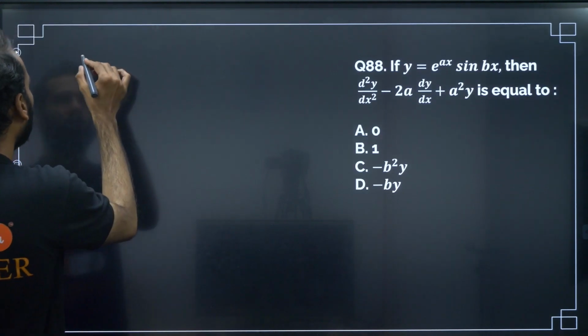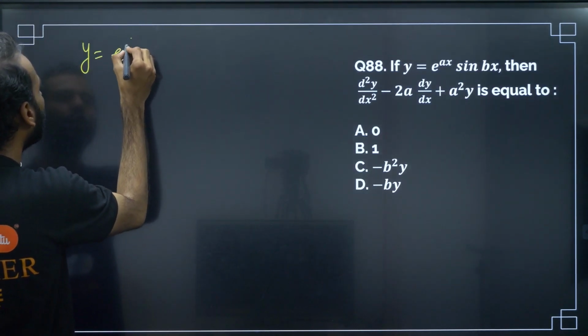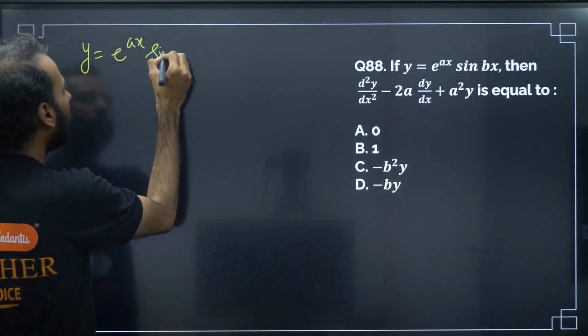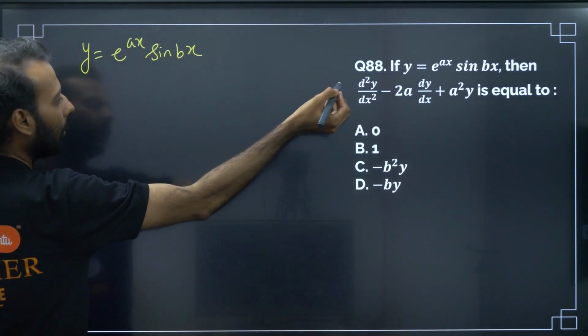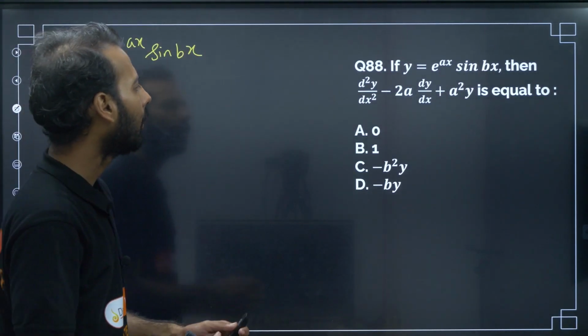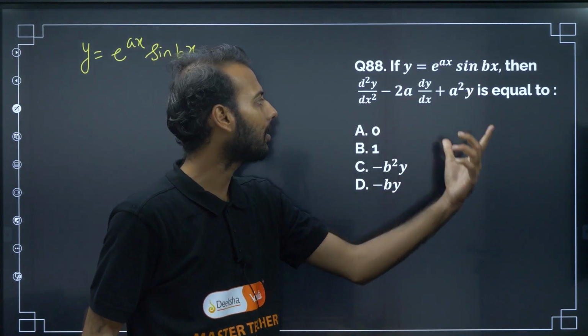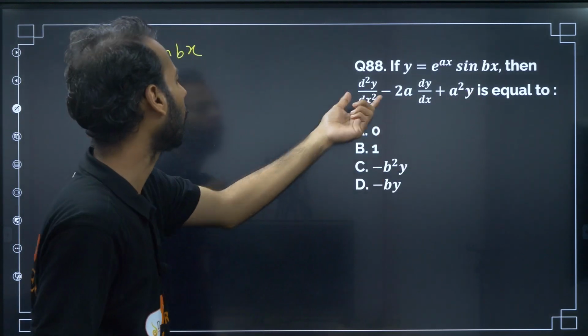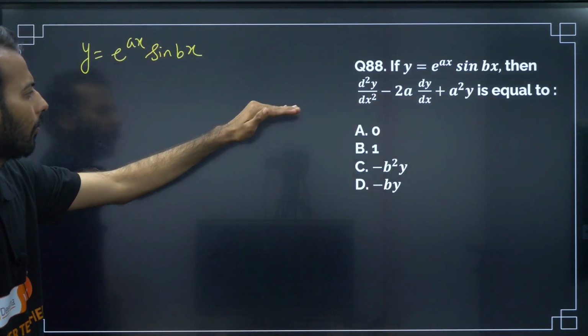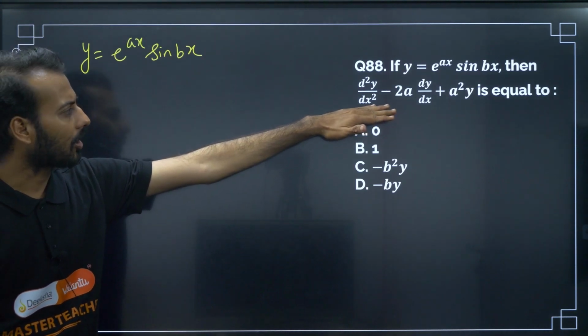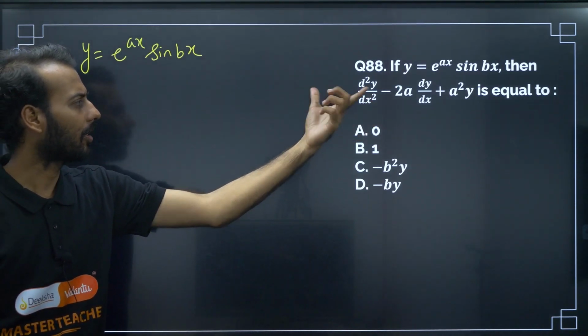Moving to next question. Y is equal to e raised to ax sin bx. Some function they have given, I am writing it here. Then d2y by dx square minus 2a dy by dx plus something, they are asking to find the value of this. So one expression we have to find. This expression contains two derivatives, dy by dx and d2y by dx square.